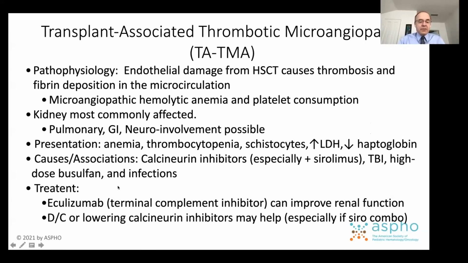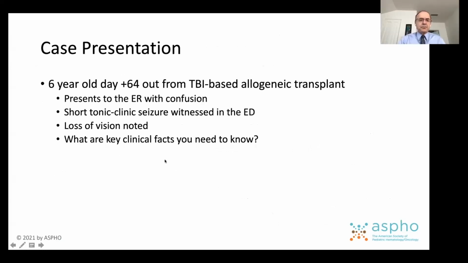Severe TA-TMA can be treated with eculizumab, which over time can improve renal function. In addition, consideration of lowering calcineurin inhibitors or stopping them, especially if there's a combination of sirolimus plus tacrolimus, has been shown also to help.